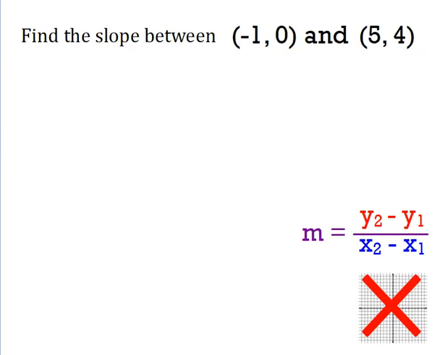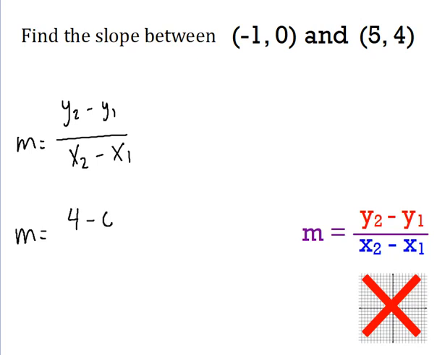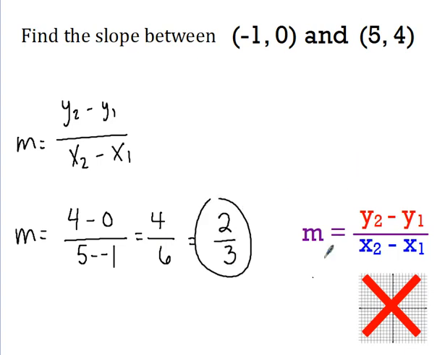Let's find the slope between these 2 points. Remember, y2 minus y1 over x2 minus x1. That's my slope formula. So my slope would be 4 minus 0 over 5 minus -1. 4 minus 0 is 4. 5 minus -1 is like 5 plus 1, or 6. So my slope is 4/6 or 2/3. And that is the slope of this line.